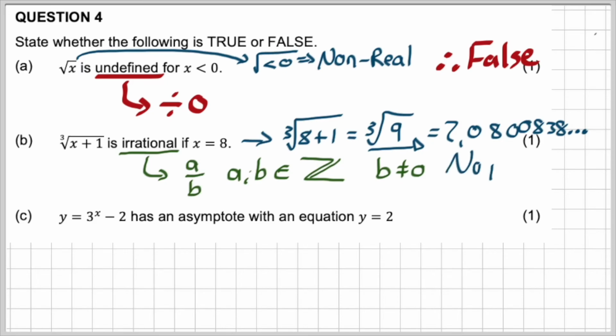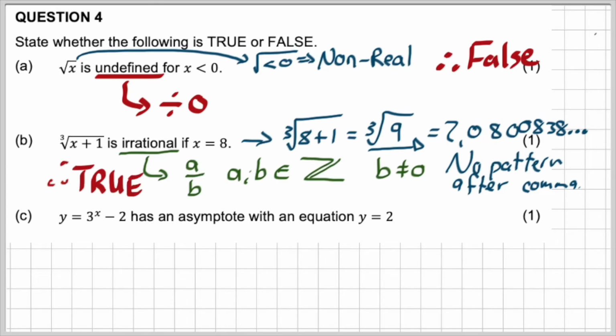Therefore, because there is no pattern after the comma, no 08, 08, 08, the cube root of 9 is irrational. If there was a pattern, it would have been rational. Then we could have converted this from a decimal number into fraction form.